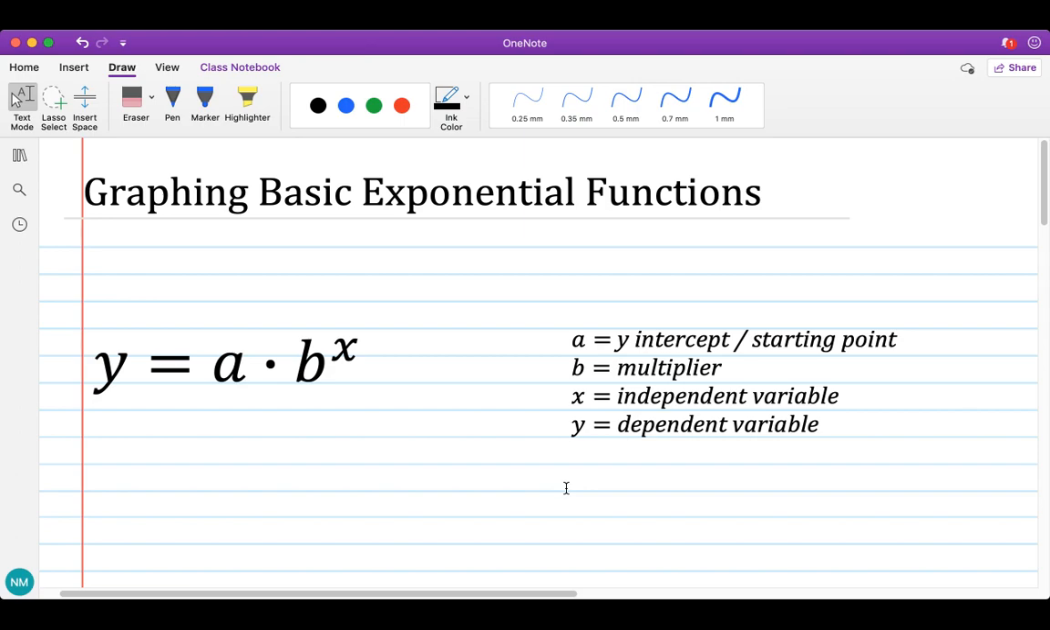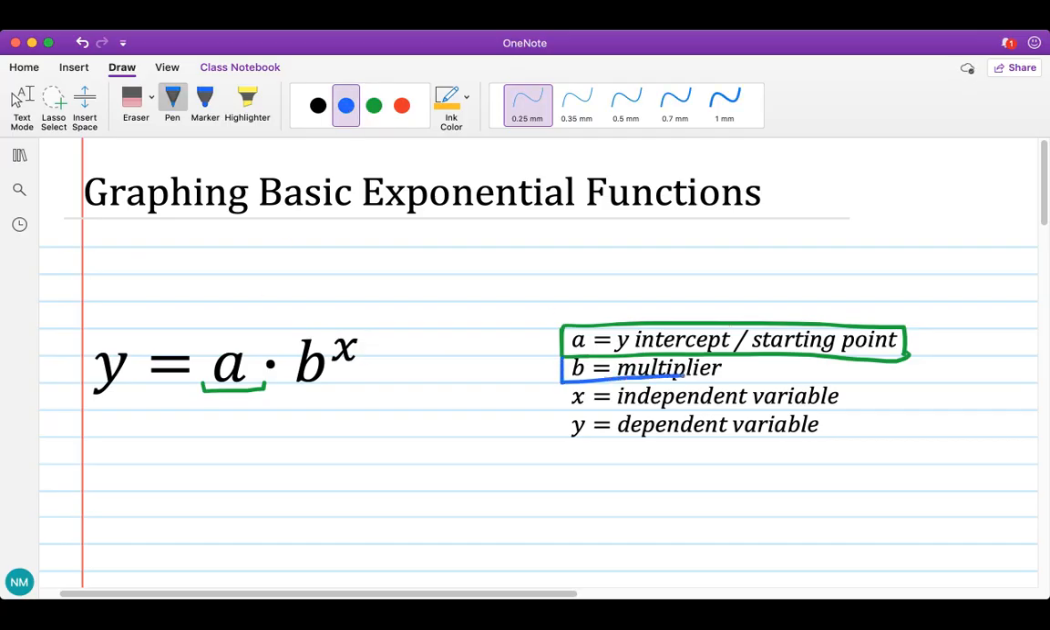Okay, so let's talk about graphing basic exponential functions. We spoke about it in the last video that we have y equals ab to the x, where a is your y-intercept or starting value. If you want to know why, make sure you watch that last video. So a is the y-intercept or starting value.